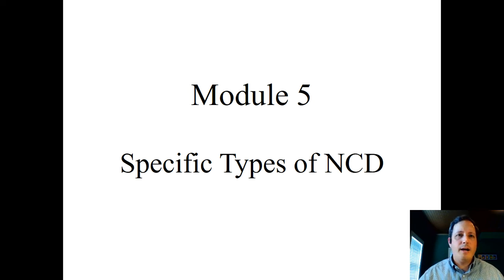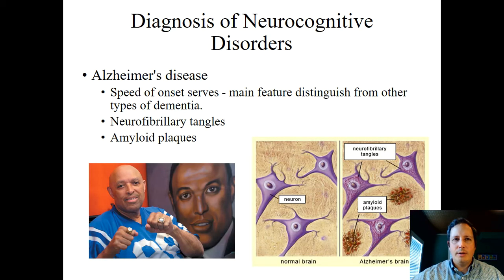So in Module 5, what we're going to explore is the specific types of neurocognitive disorder. And we're specifically going to look at 3 different types in this module. And then in Module 6, we'll go through a few more types of neurocognitive disorders. So what we're going to start with is the one that probably most of you have heard of before, and then get into ones that are a little less well known. And this more common one is Alzheimer's disease.